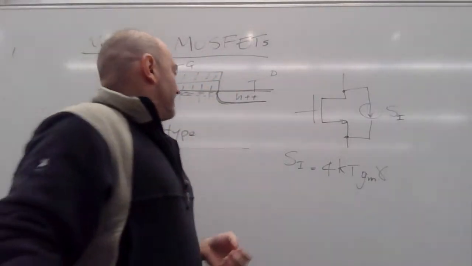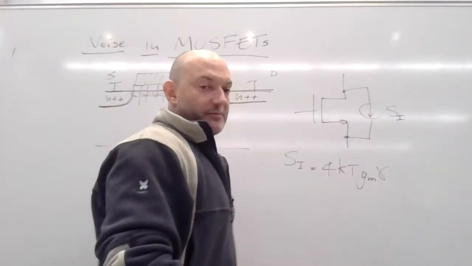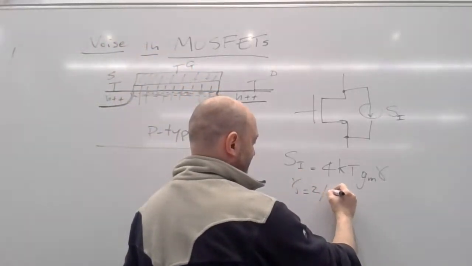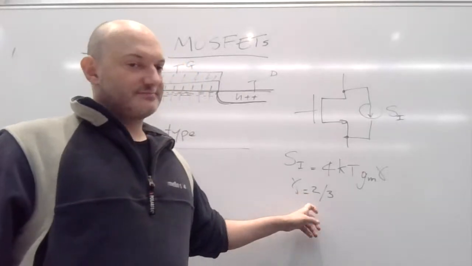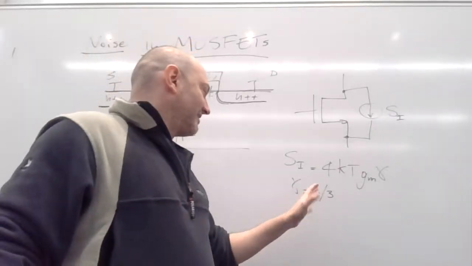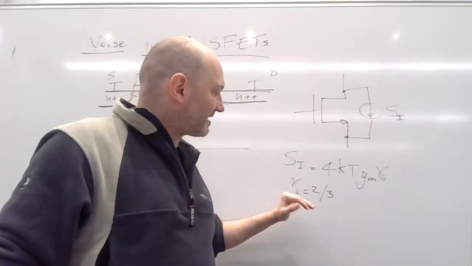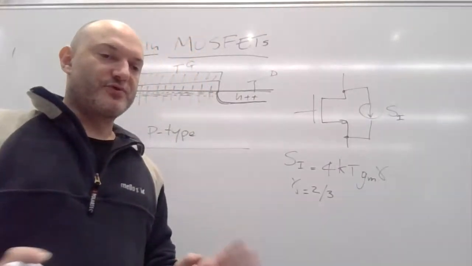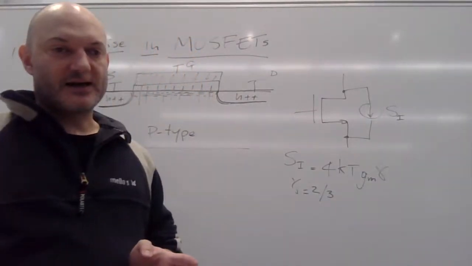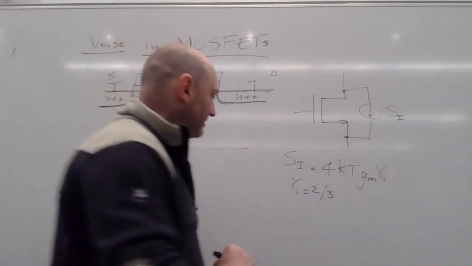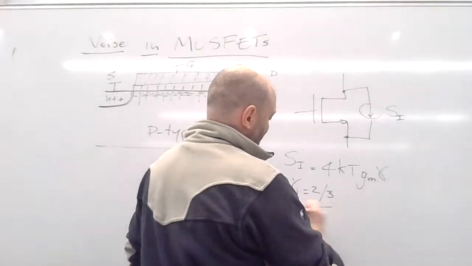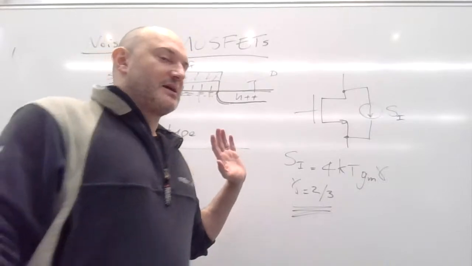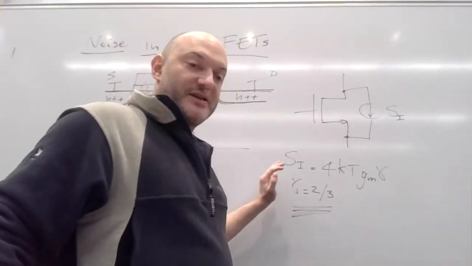Now, the textbook value of gamma, which comes from the gradual channel approximation, is 2/3. Now, this 2/3 value is a textbook value. It is not something that is typically found in practice. In practice, it can be anything between 0.2, 0.3, and 1 point something. So I say 2/3 is our textbook approximation. In practice, this is something that will need to be measured.